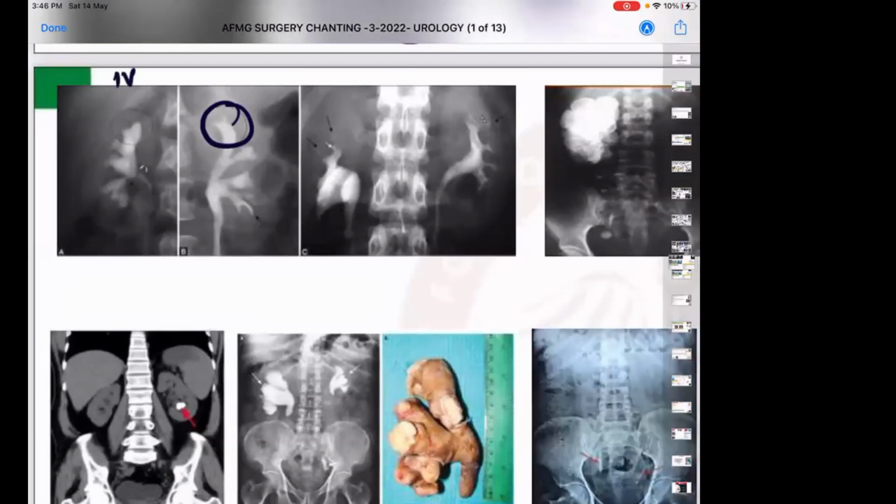So this is the IVP. And what is the earliest feature of renal TB on IVP? What is the earliest feature of renal tuberculosis on IVP?